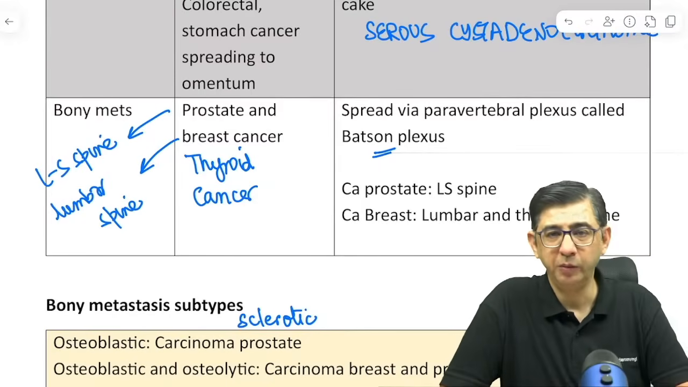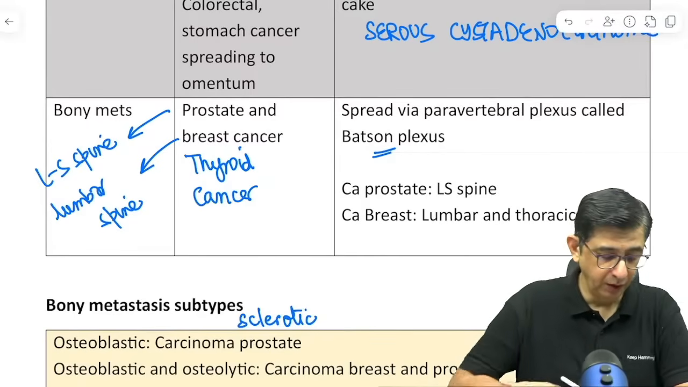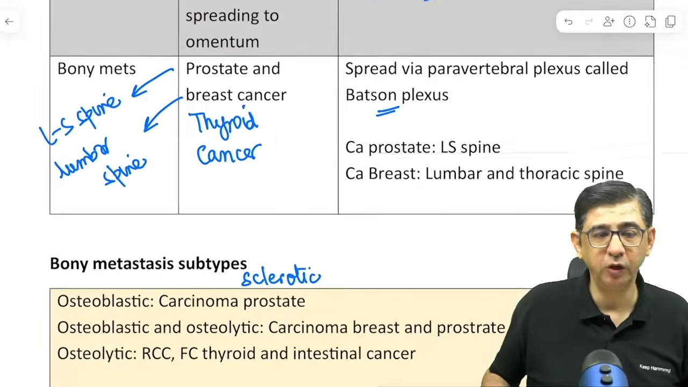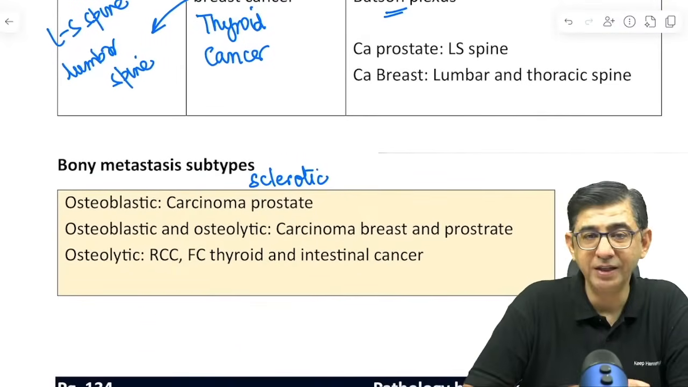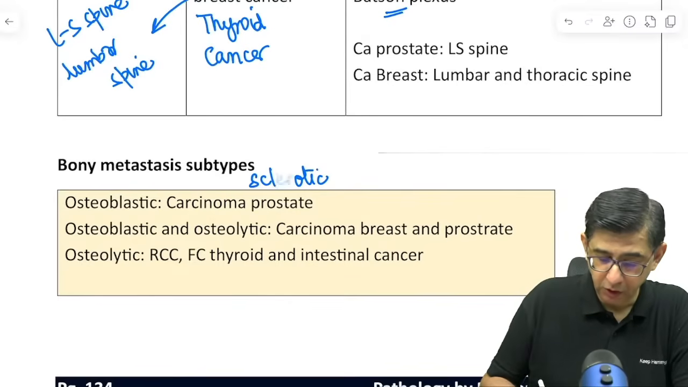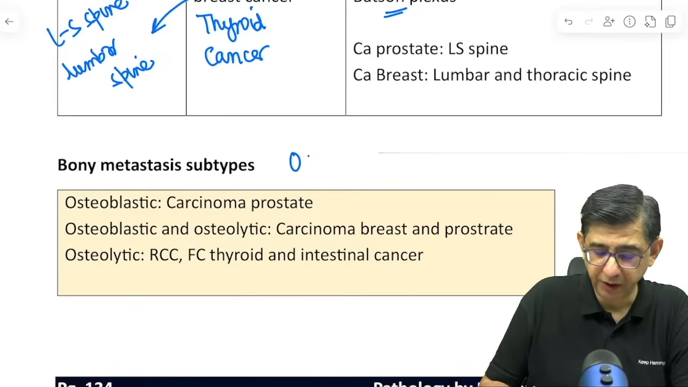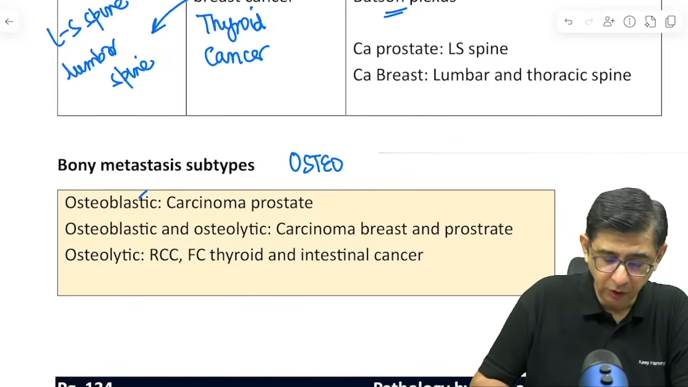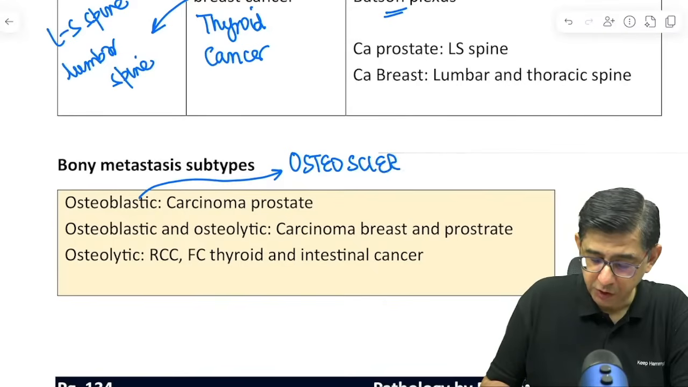The common vertebral plexus is what is called the Batson plexus. Now comes the aspect of bony metastasis. In bony metastasis, what I distinctly remember is that the best example of osteoblastic is carcinoma prostate, but in the MCQ they did not write osteoblastic. An alternative term that was written was osteosclerotic.